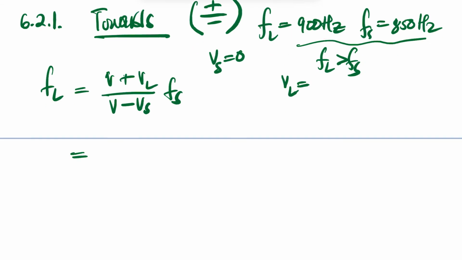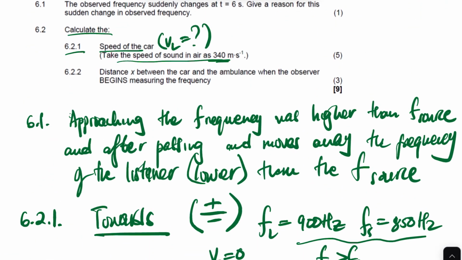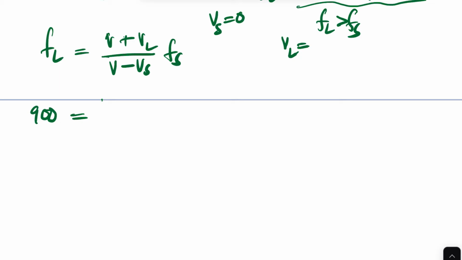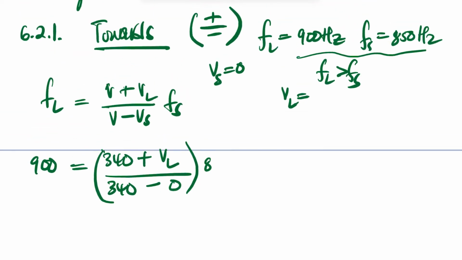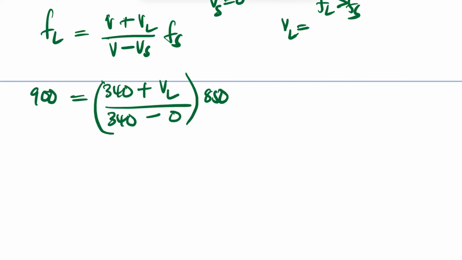Then the frequency of the listener, now we have, it's 900. So we'll substitute 900 there. And then the speed of sound in the air is 340. It's 340 plus the velocity of the listener, that's what we want, over 340 minus the velocity of the source. The ambulance was stationary, and then the frequency of the source is 850. We're told in the statement, right?